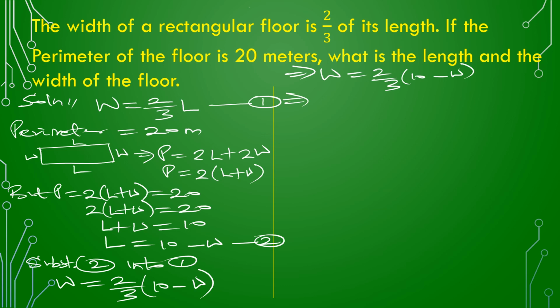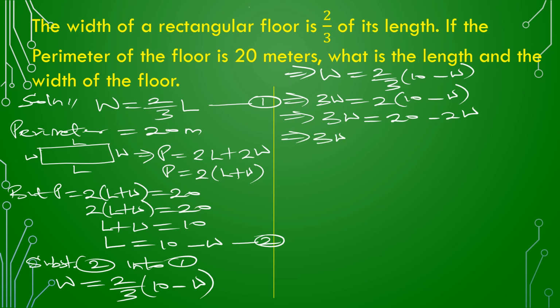Multiplying both sides by 3, we have 3W is equal to 2 into 10 minus W. Removing the brackets, we have 3W is equal to 2 times 10, 20 minus 2W. Bringing like terms together, we have 3W plus 2W is equal to what? 20. This implies that 5W is equal to 20, dividing both sides by 5. Therefore, our W is equal to what? 4.